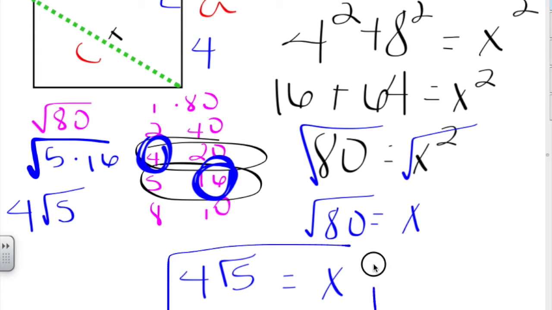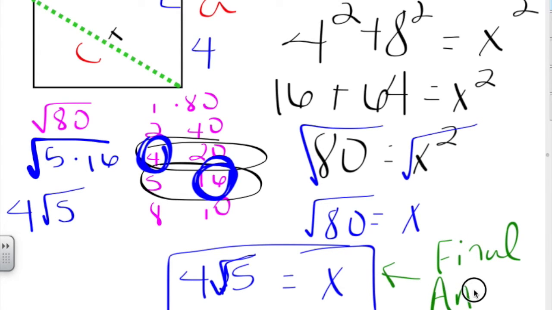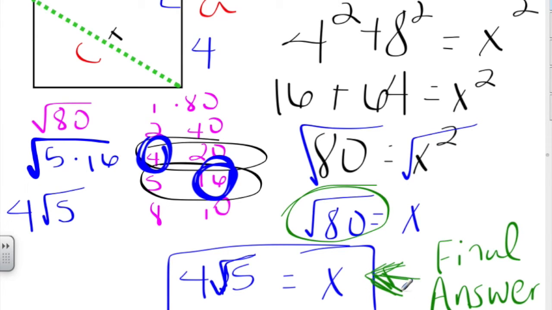Now, if on a homework or a quiz or a test you left it as the square root of 80, it's not completely wrong, but it's the exact same thing as if you didn't reduce a fraction. You want to simplify your answer as completely as possible. So this right here is your final answer. But the square root of 80 is what we got. So make sure you're simplifying is all I'm saying. Alright, next.